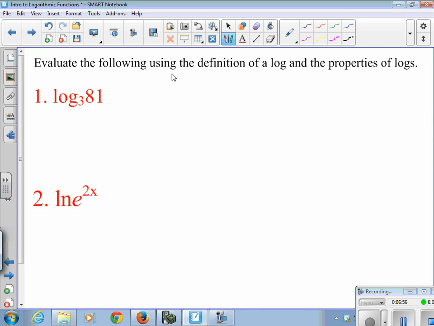Now, we want to evaluate using the definition of a log and the properties. So what that means is I want to actually find what this is. Okay, so this is going to equal something out here. It's going to equal a number, and I want to find that number. Now, some of these you can do in your head, but there's also another way that I'm going to show you how to do these. This is really saying 3 to some power should give me 81. So 3 to some power gives me 81. And so you can think about it and you can figure it out without using a calculator.